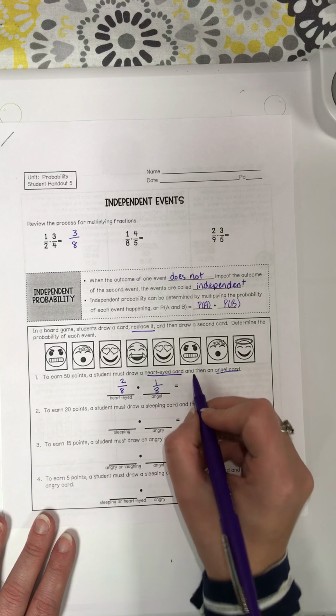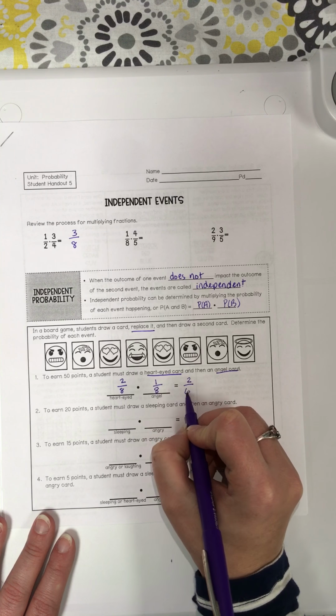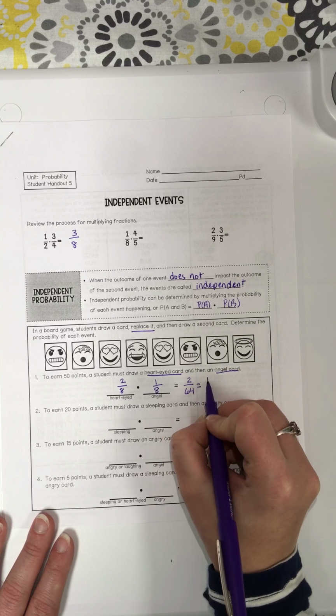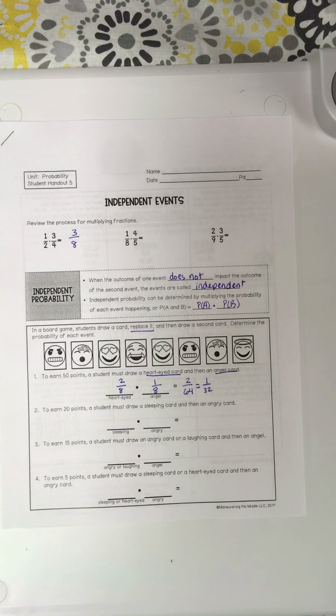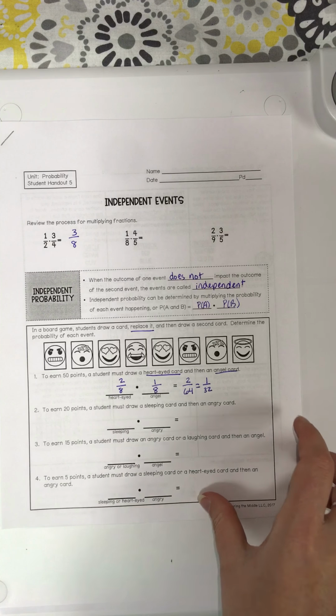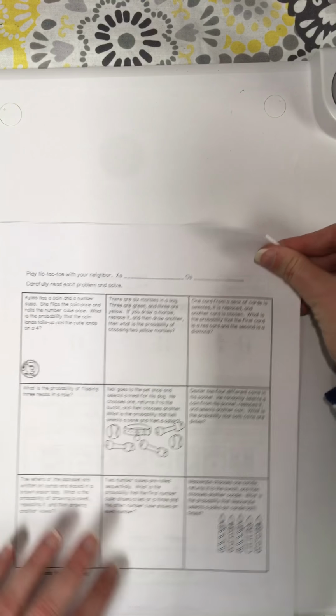We multiply straight across. 2 times 1 is 2, 8 times 8 is 64, and then if you can simplify, simplify. So 1/32 would be your answer. Okay, and so go ahead and do 2, 3, and 4. Find out the probability of getting those points. And then when you're ready, turn the page.